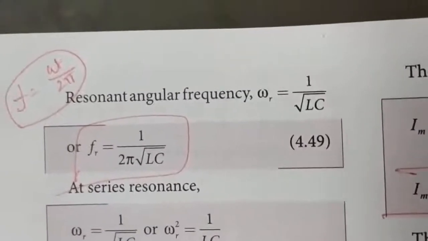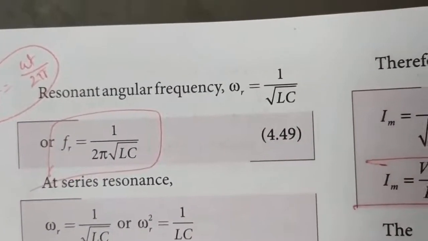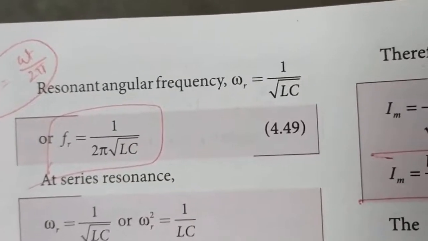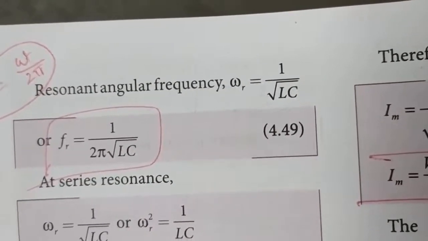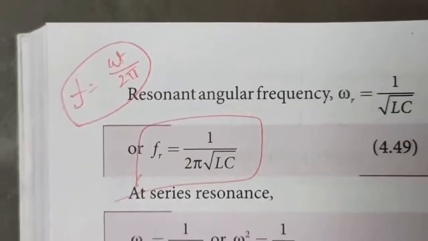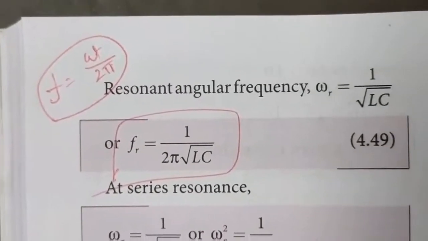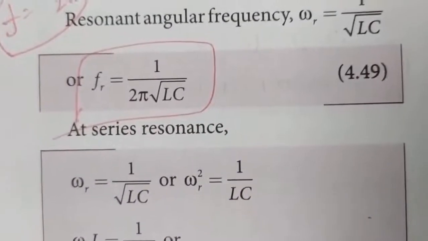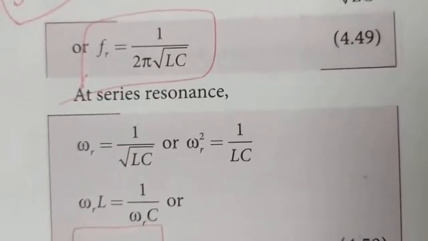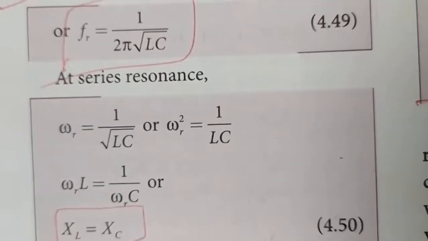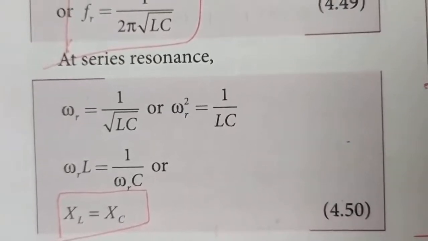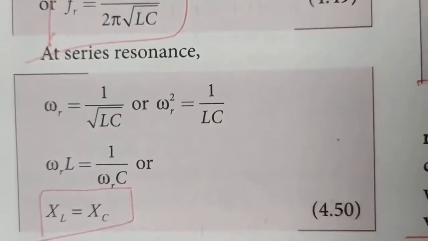And here the resonant angular frequency omega r is equal to 1 by square root of LC. That is the formula, and L is the inductance, C is the capacitance. And you know f is equal to omega by 2 pi, where f is frequency and omega is angular frequency. So f is equal to now 1 by 2 pi square root of LC. And when you take the particular case as a series resonance, omega r is equal to 1 by square root of LC, where r here refers to resonance.